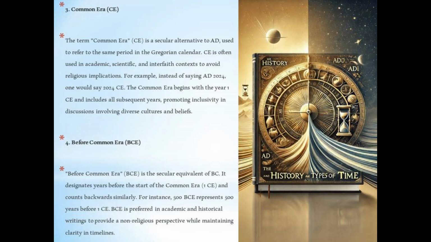Number 4, Before Common Era, BCE. Before Common Era, BCE, is the secular equivalent of BC. It designates years before the start of the Common Era, 1 CE, and counts backward similarly. For instance, 500 BCE represents 500 years before 1 CE. BCE is preferred in academic and historical writings to provide a non-religious perspective while maintaining clarity in timelines.